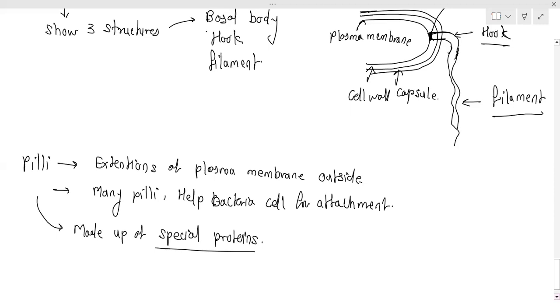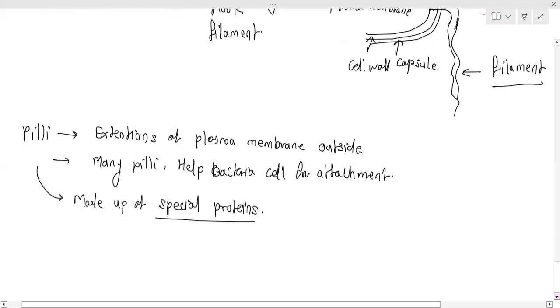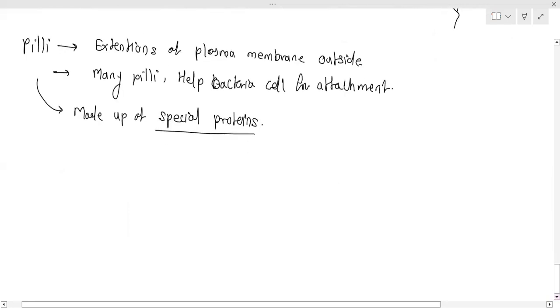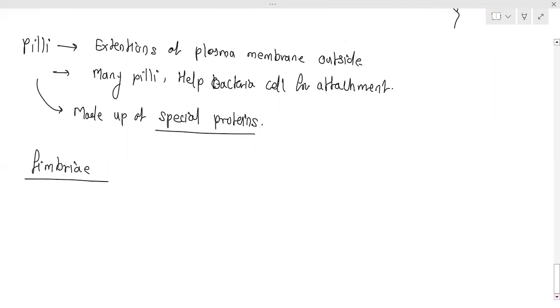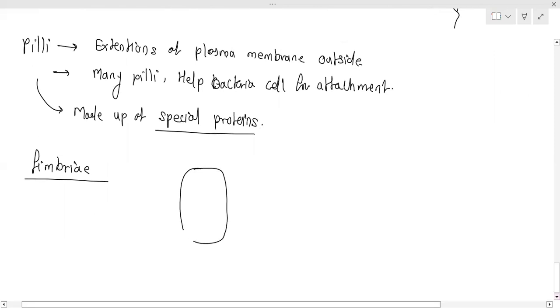Done? Okay. So now the next structure, we will talk about pili a little more. But before that, we will study one more structure called fimbriae. Suppose this is a bacteria. It has small hair-like structures. Not cilia. Cilia are present only in eukaryotic cells.